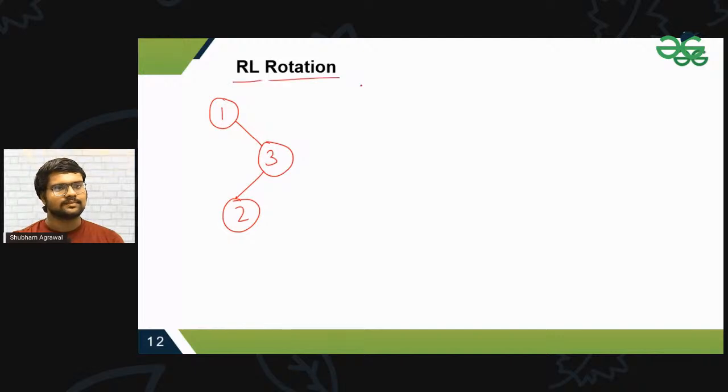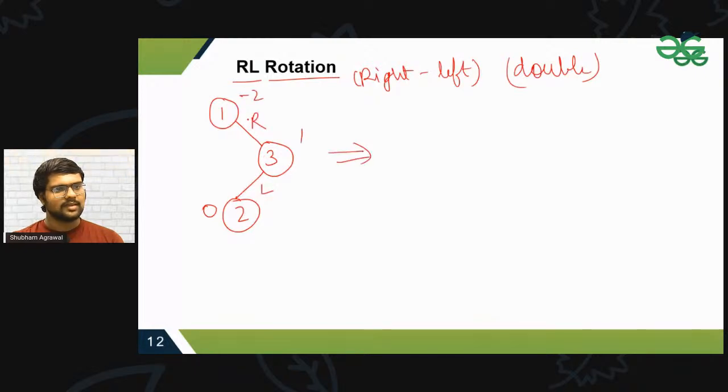Okay, so it is also a double rotation. So here if we compute the balance factor, for 2 it is 0, for 3 it is 1, and for 1 it is -2. So here RL, so we need to do the rotation to make it a balanced tree. Okay, so for that we first have to do LL rotation here. Okay, so for that we will do LL rotation, and we will rotate 2 and 3. So 2 will come here and 3 will be here.